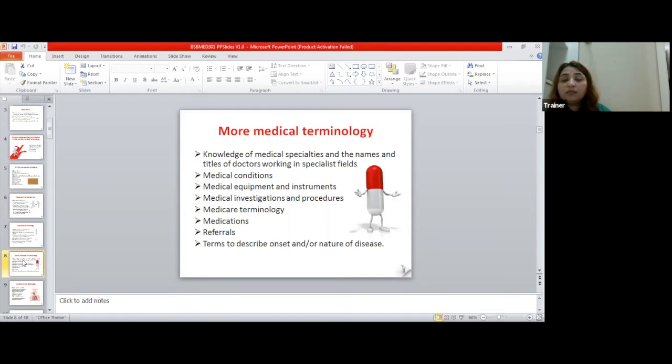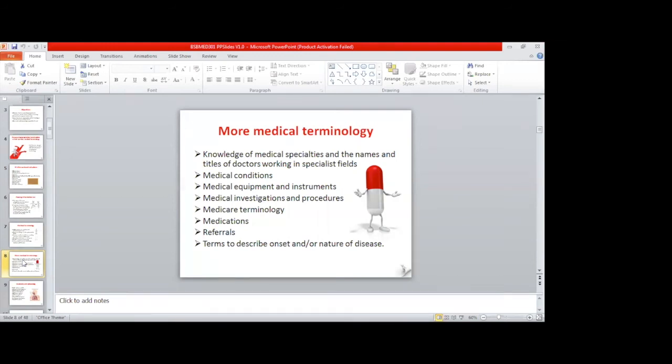Terms to describe onset or nature of the disease. So these terms, we spoke about this, acute and chronic. These are the terms that tell you, when did it start? Acute means started very shortly, and severe. It was not there for a long time. The client has fever, that's acute, right? The client has severe bleeding, severe pain.